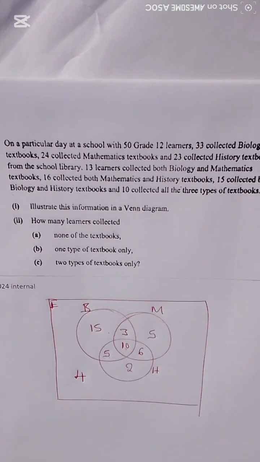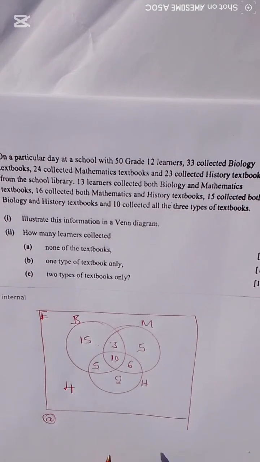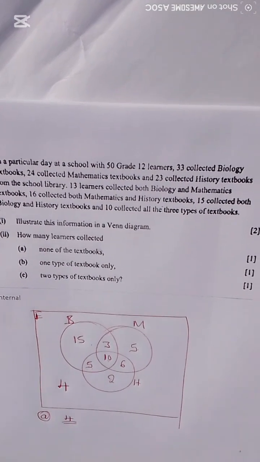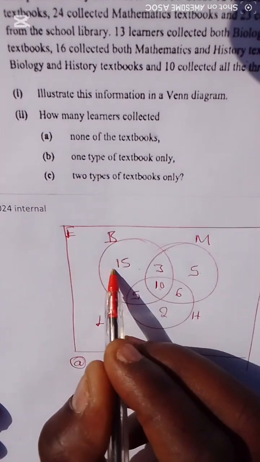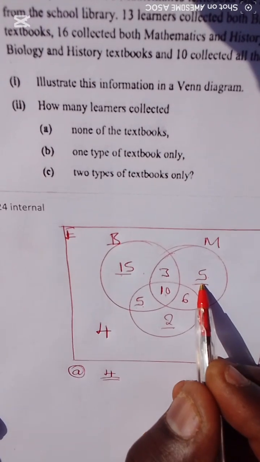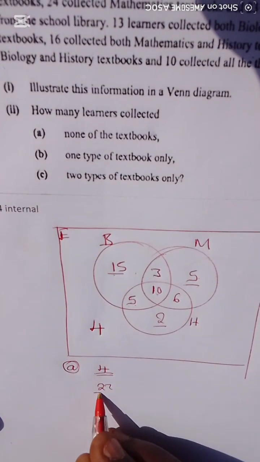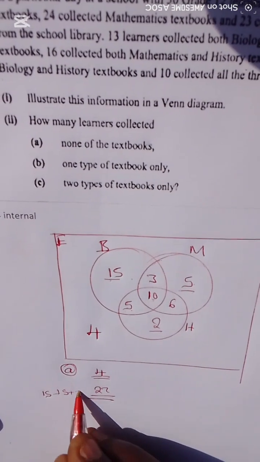Now I can answer the questions that follow. They are asking how many learners collected none of the books? It will be 4. Then they are asking how many collected one type? If it is one type, you always just follow this. So it will be 10, then 15 plus 5, that's 20, plus 2, it will give us 22. For none of the books, in case you want me to indicate, that is 15 plus 5 plus 2.